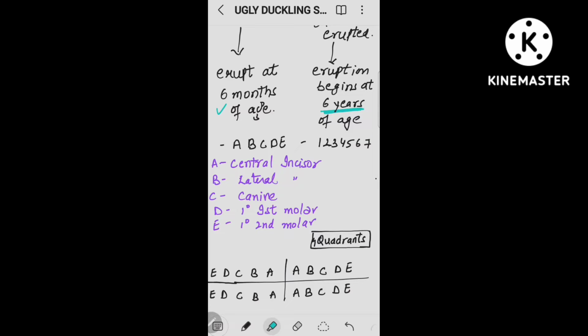The nomenclature differs a little bit between the primary and the permanent dentitions. In primary dentition, the teeth are named A, B, C, D and E, whereas in the permanent dentition, they are numbered 1, 2, 3, 4, 5, 6, 7. As we all know, in permanent dentition the premolars are present, which are not there in primary dentition. So these are the teeth which erupt into the oral cavity.